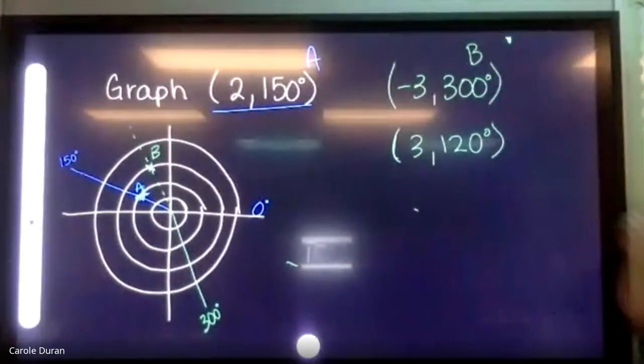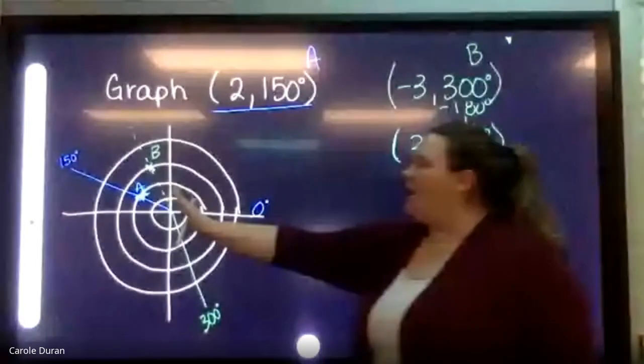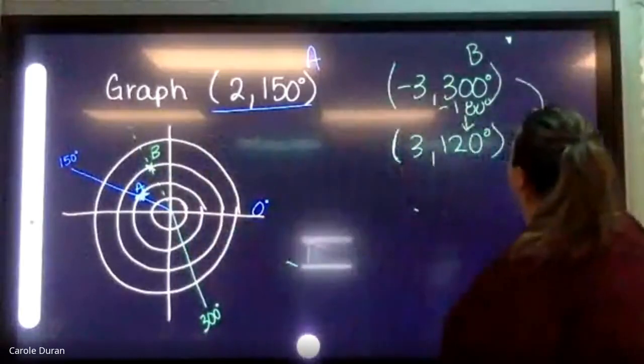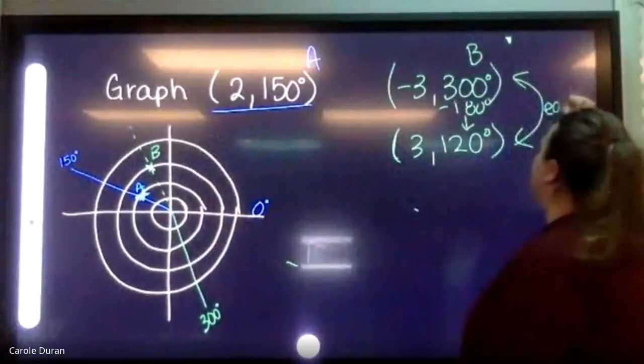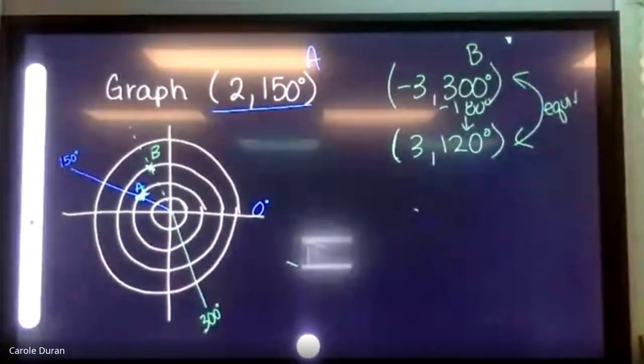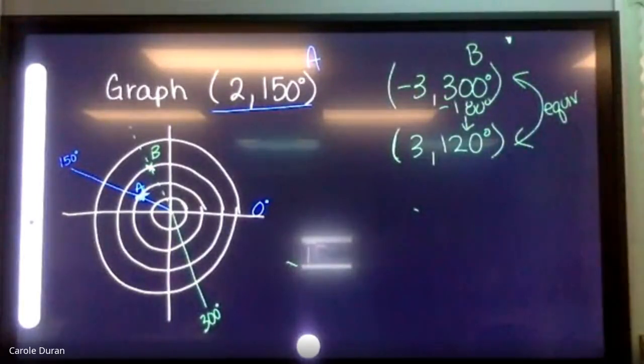Perfect. So I found the angle opposite this one by subtracting 180, which gave me 120. And then if I'm facing the 120-degree angle, I walk forward 3 units. These 2 are equivalent because they give me points in the same location. There's more than one coordinate pair that will give me the same point on a polar coordinate system.